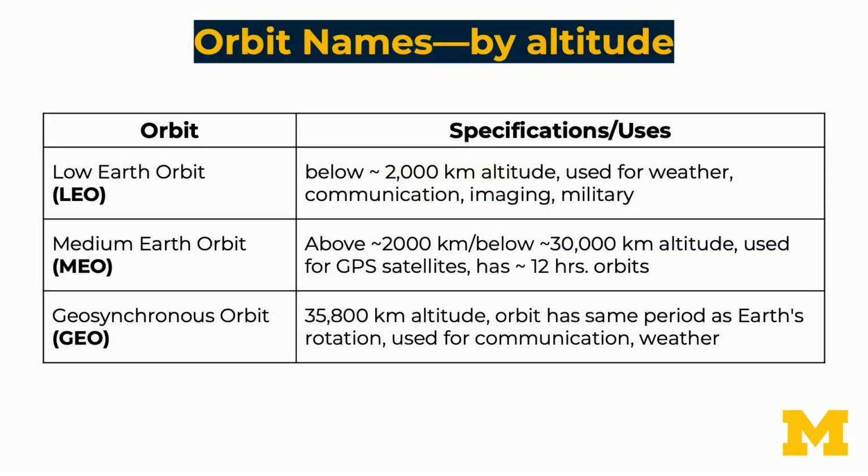Today, let's talk about orbits. One of the main things about orbits is the altitude that the satellite or the spacecraft is at. There are three main areas where we put satellites. The first is low Earth orbit, which is technically below about 2,000 kilometers altitude. Most satellites are actually closer to 700 kilometers altitude, but the technical definition is below 2,000 kilometers altitude.